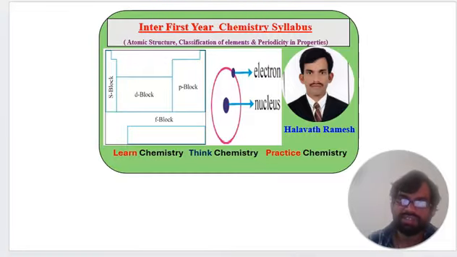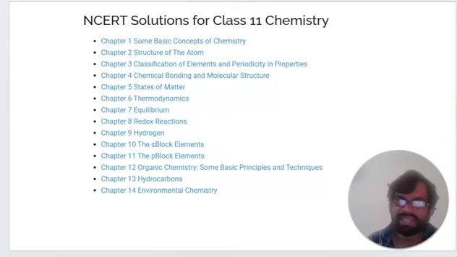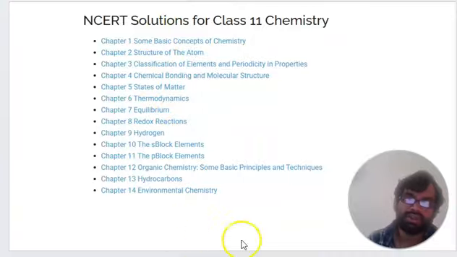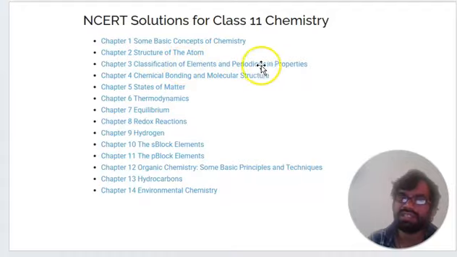You can think of the first one, the intermediate first year syllabus, like NCERT, or you can see the state syllabus board. The total is 14 units or 14 chapters. Simply, we will see here some basic concepts of chemistry, the structure of atoms, and the classification of elements and periodicity in properties.